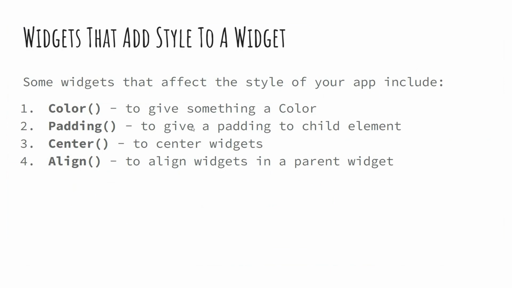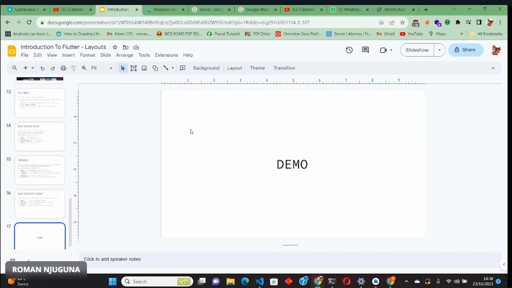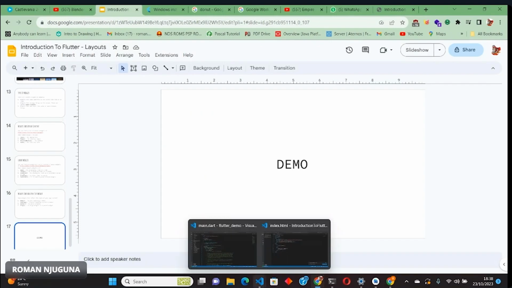And then finally, the last type of widget is padding, to give padding. If you want to center things, use a center widget. If you want to align things, so maybe you want to put something at the top right of the screen, or the top left, or bottom right, or bottom left, you use the align widget. So yeah, I think that's enough of theory. Let's try getting our hands dirty with an example.